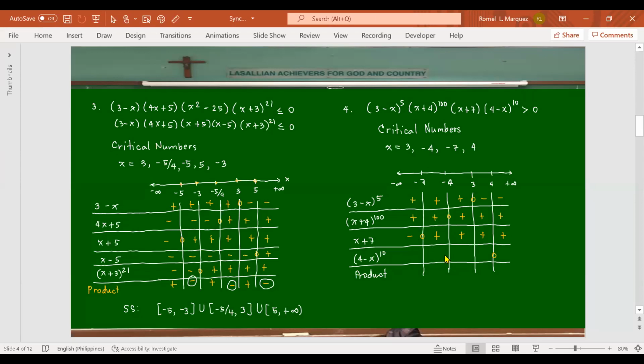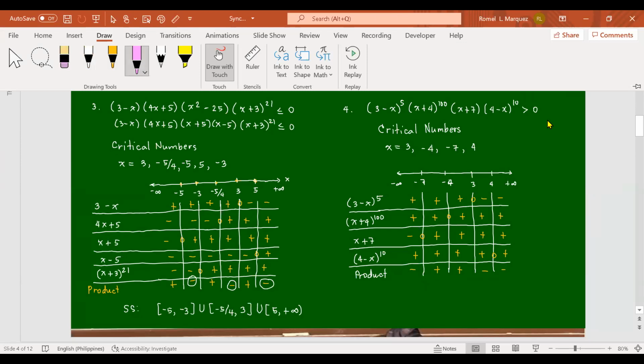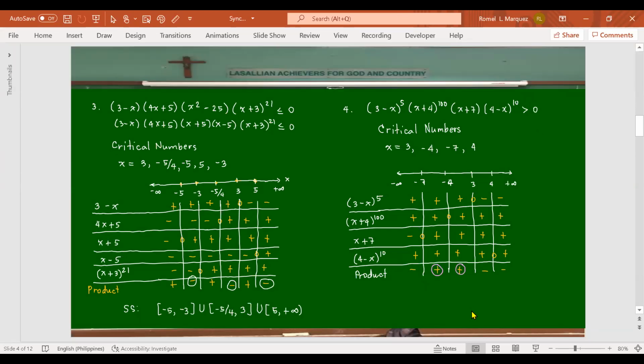What about 4 minus x? Positive, all positive. It doesn't matter. What about the product? Negative, positive, positive, negative, negative. Am I correct? We want it less than or greater than. Okay?